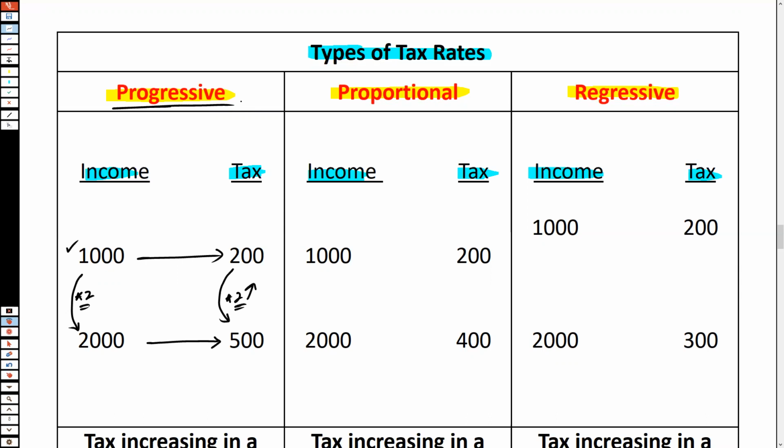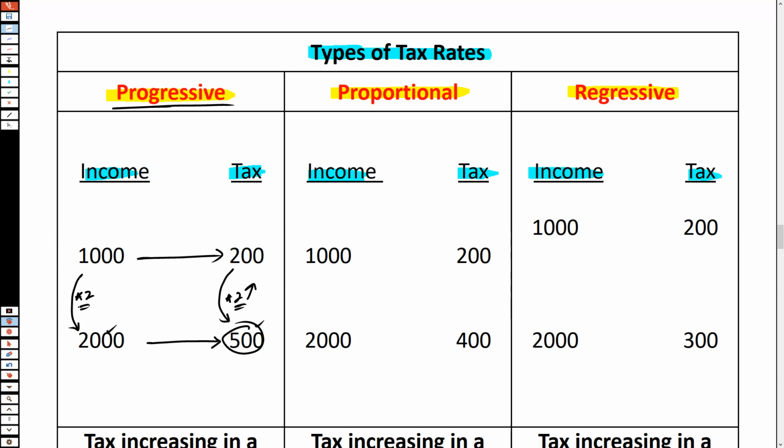Under the types of tax rate, we have discussed progressive tax rates. Let's say your income level was 1000. At that time you were paying tax of 200. Your income increased to 2000, but your tax has increased to 500. On this amount you are now paying 500.